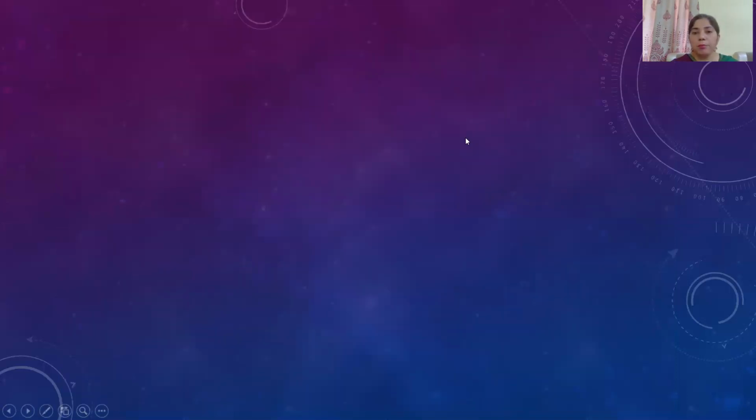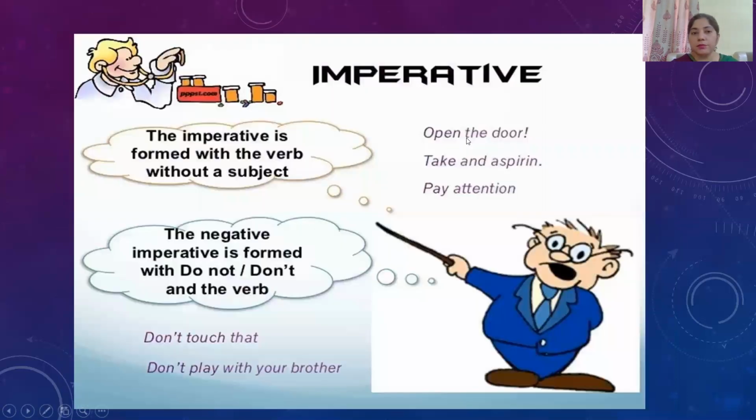Now, how do we form imperatives? I've told you that usually the sentence has a subject, a verb, and an object. But imperative sentences are those where we don't have any subject. It is implied. It is not written, but it is understood. The imperative is formed with the verb without a subject. You will not find the subject, but the subject is always you. Like open the door. Of course, it is referring to the person who is listening.